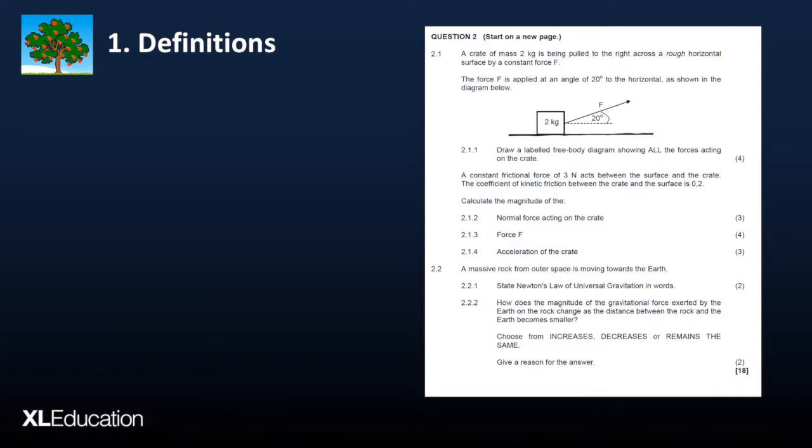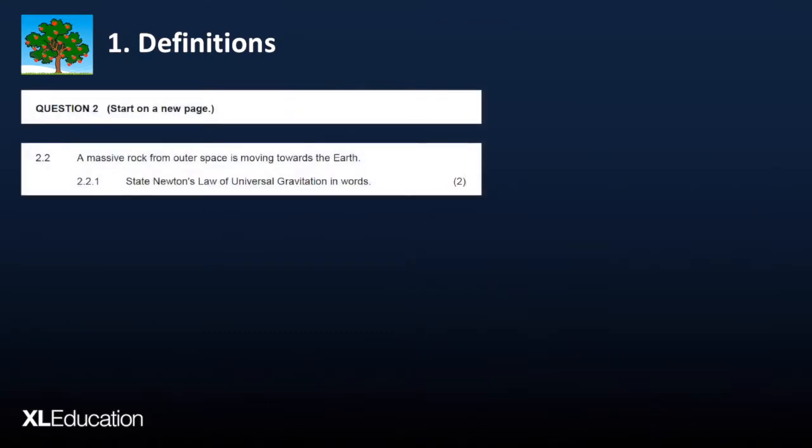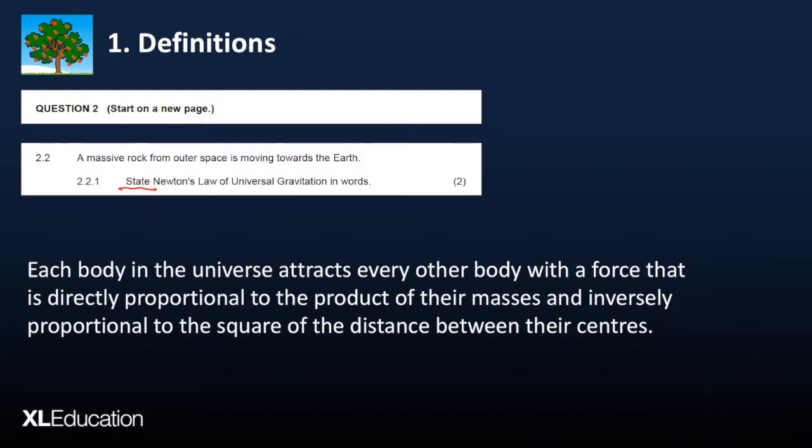This is question 2, which is Newton's law of gravitation. Let's go through the question and see which one of the questions there require us to give a definition, right? That is question 2.2.1. It's saying a massive rock from outer space is moving towards the earth. 2.2.1: state, meaning that it is a definition of the law that is needed to give in words, right? This is the law now.